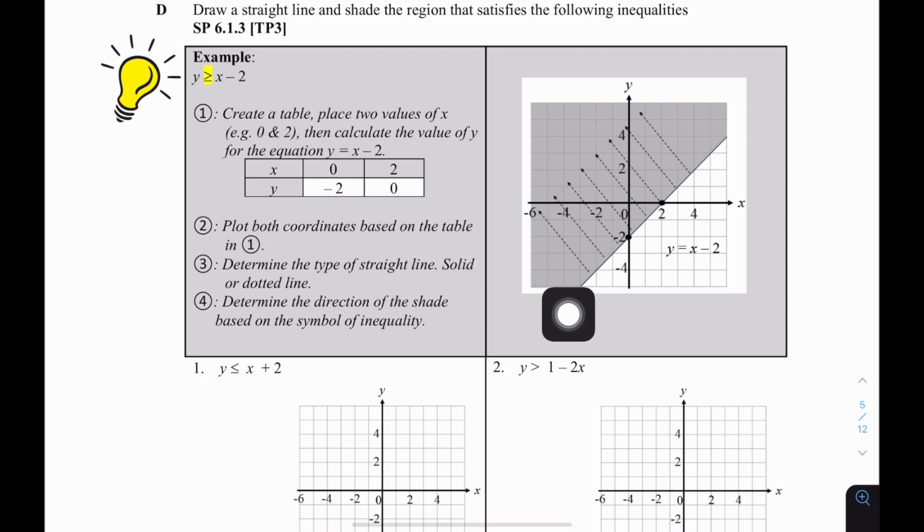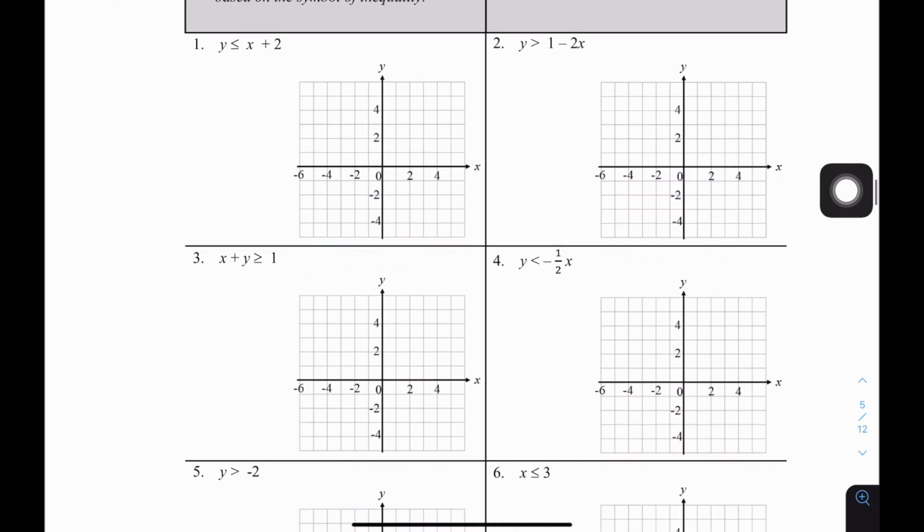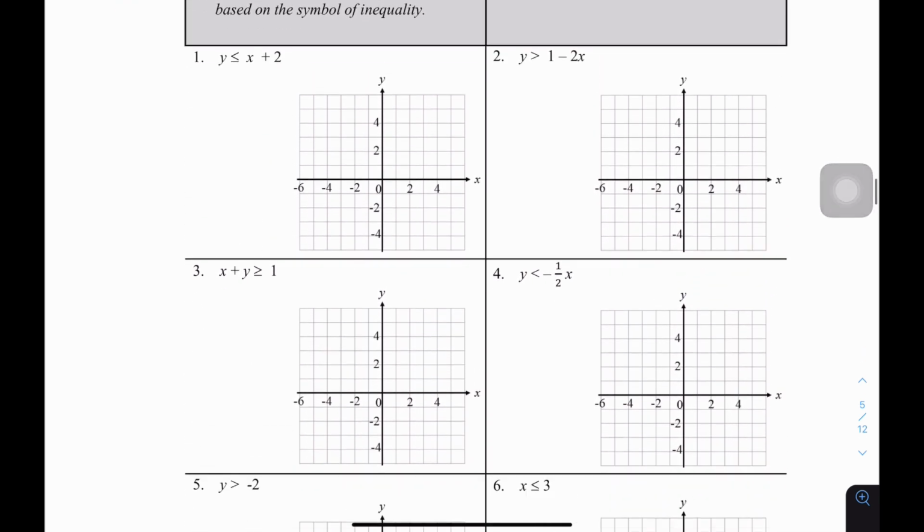So tengok sini. Koordinat tadi 0, negative 2 dan 2, 0 dia dah plotkan. Lepas tu dia buat satu garis, solid line because ada sama dengan. Next, more than, so kita lorekkan ke atas. Boleh? Okay, now I'm going to show you.